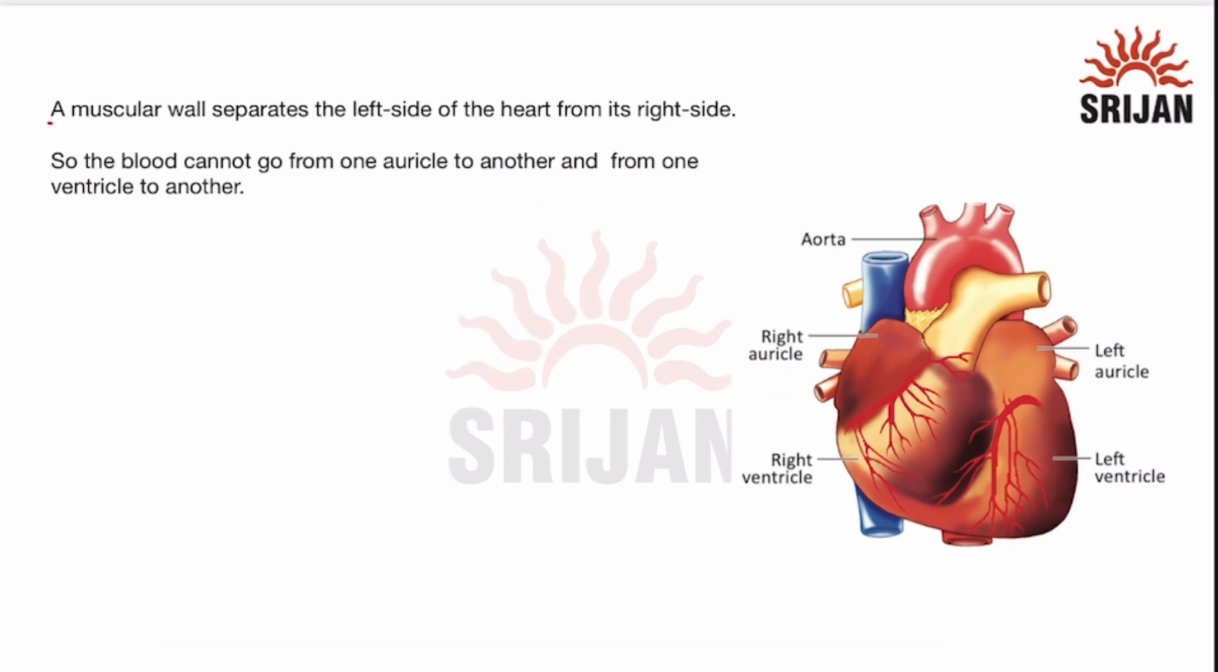Now a muscular wall separates the left side of the heart from its right side. So there is a muscular wall which is present between the right and the left side that helps to divide both the sides. So the blood cannot go from one auricle to another and from one ventricle to another. This muscular wall helps to prevent the mixing of the blood.